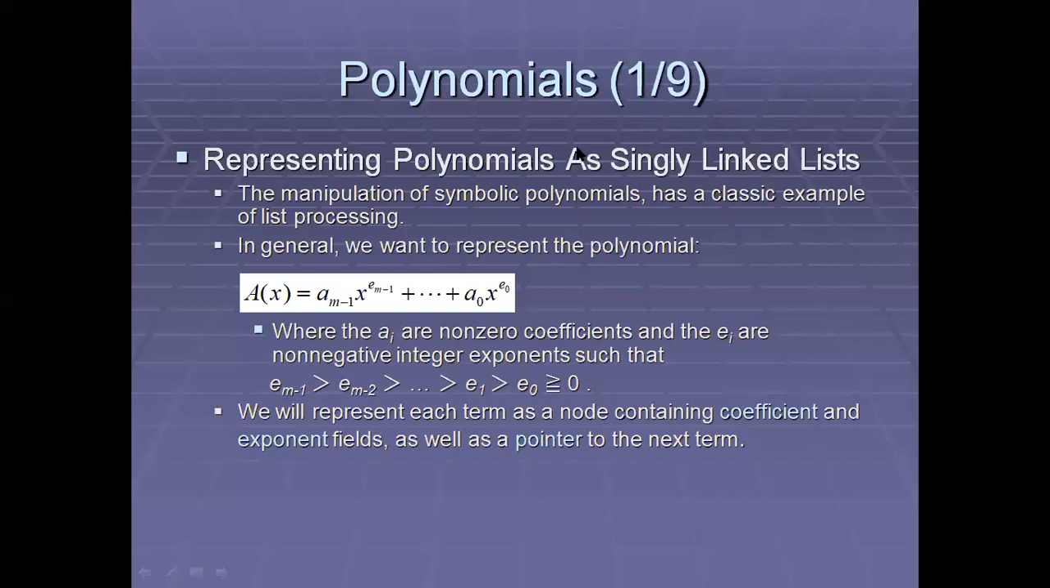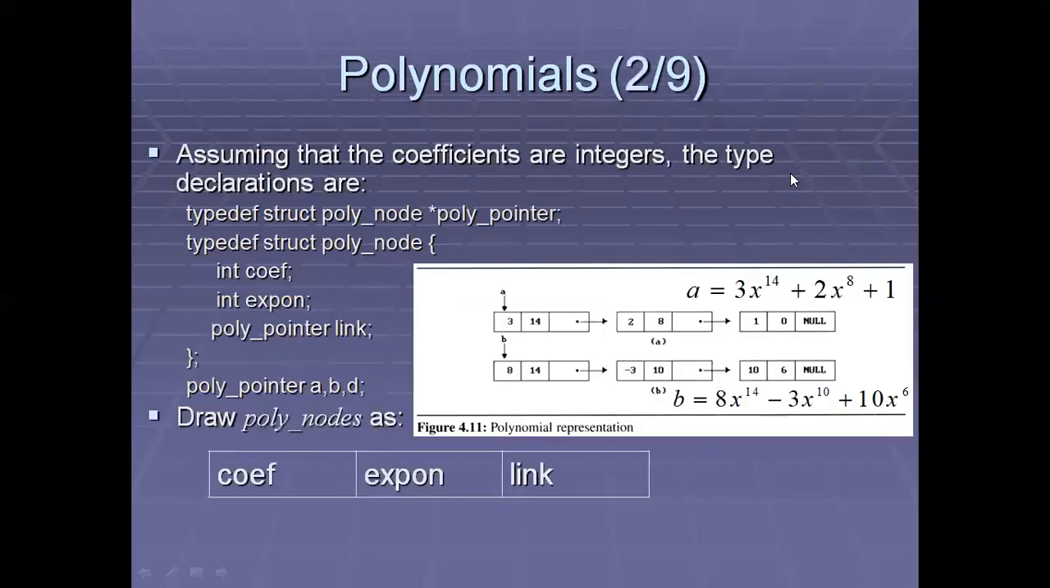Okay. So now the last topic in unit 3 is polynomial representation using linked list and arrays also. Anything is okay. How will I represent a polynomial? You can see here. For example, there is a polynomial A equal to 3x to the power of 14 plus 2x to the power of 8 plus 1. So how will I write that one?